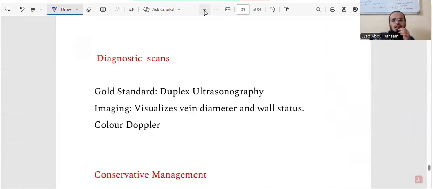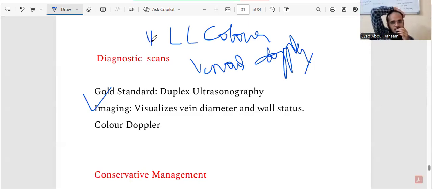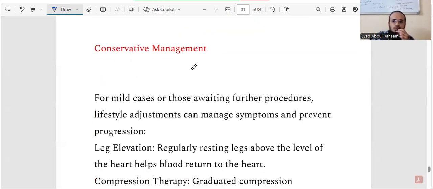Next, the scans. What are the scans required to treat varicose veins? The gold standard is duplex ultrasonography. The important test is lower limb venous color Doppler. This gives the idea of the varicose vein, where the veins are affected. Everything you will get in detail. This is the correct diagnosis according to radiology. Then you have to treat according to the cause.